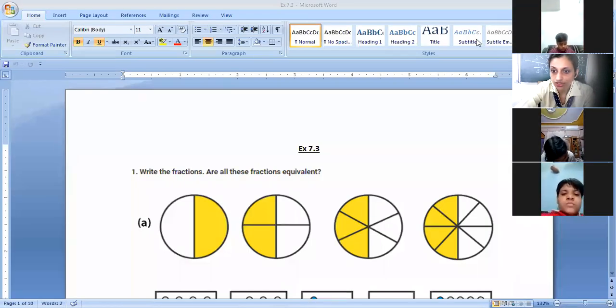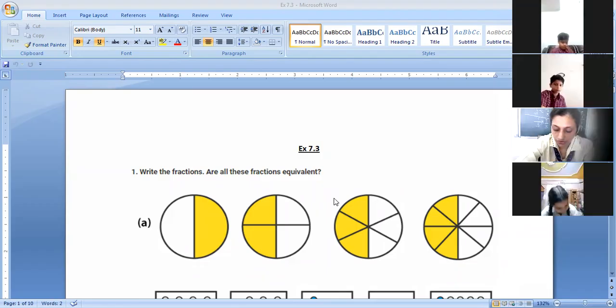Today we are going to start with exercise 7.3, question number 1. Write the fractions. Are all these fractions equivalent? We have to tell whether all are the same or not.